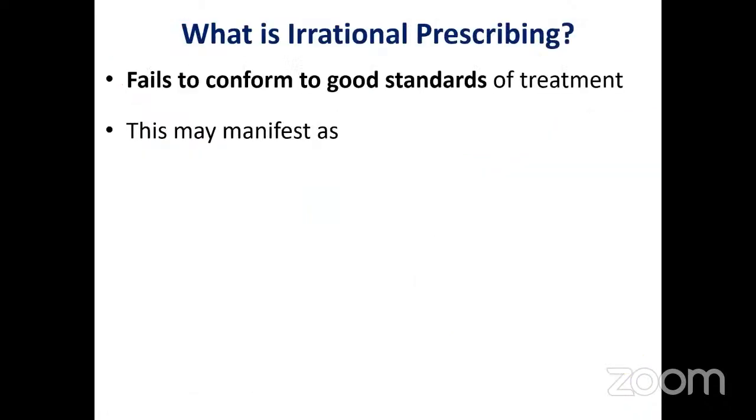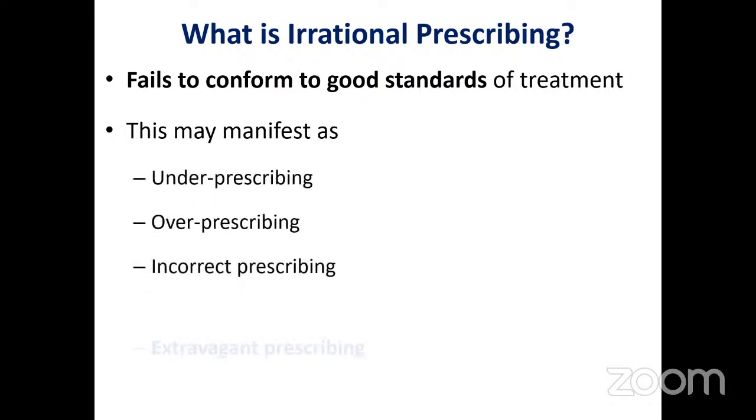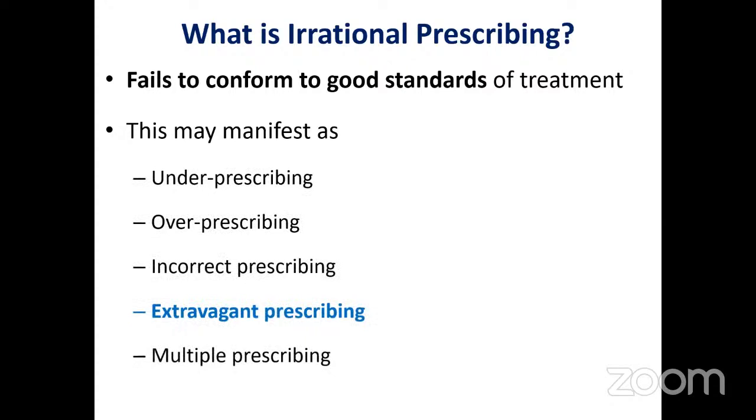So what is irrational prescription? It is failing to conform to the good standard of treatment. Whenever the standard treatment is not followed, and abruptly something else is going on which is not explainable by anything, that becomes irrational. It may be under-prescribing, over-prescribing, or incorrect, extravagant prescribing. When the disease can be managed at a cost of 10 rupees, if it is managed at 100 rupees, this is not ethically or rationally correct.